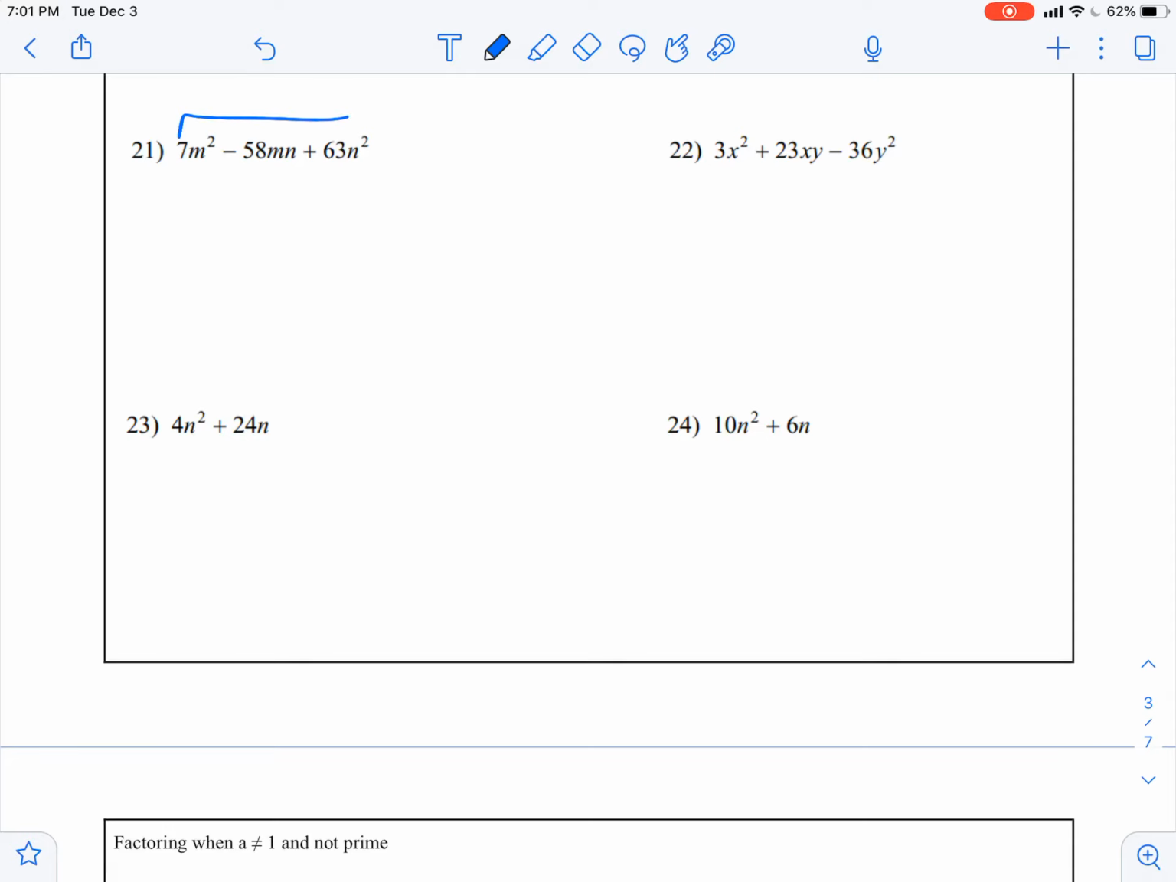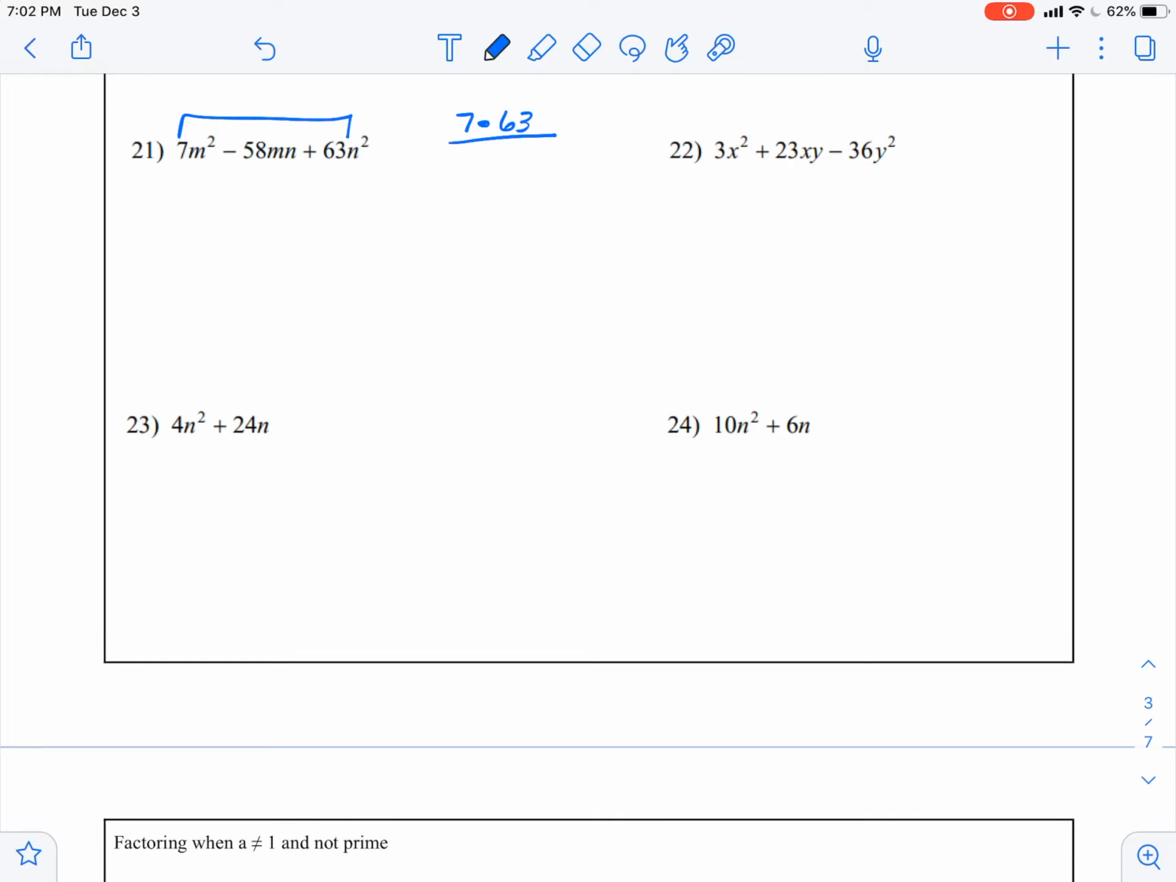So we're going to do AC. I'm just going to multiply these two. So 63 times 7, and that is 441. We're getting pretty big numbers. Now, I could show you a different way. We'll just do that. So 7 times 63, and again, it's 441.